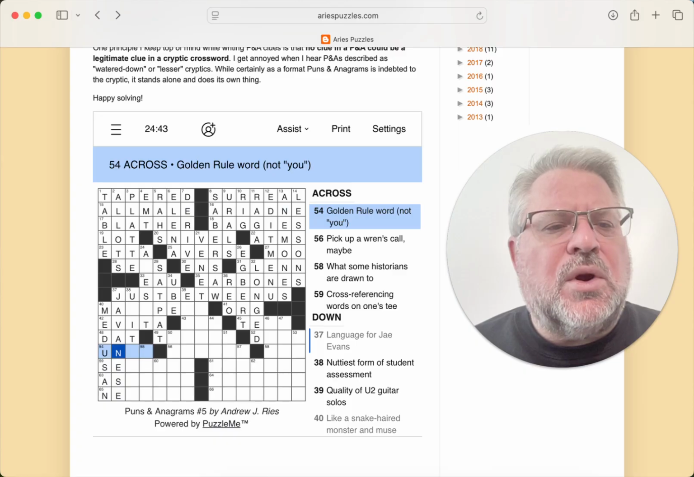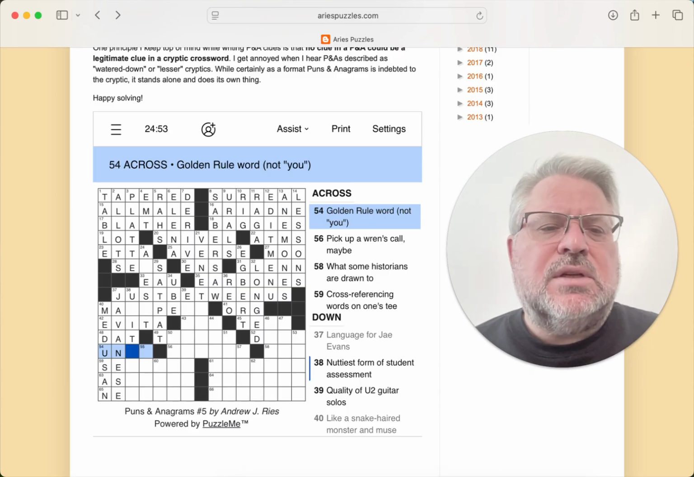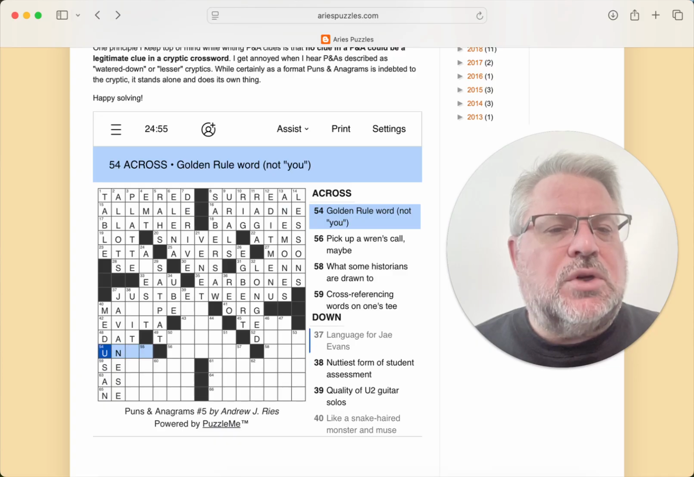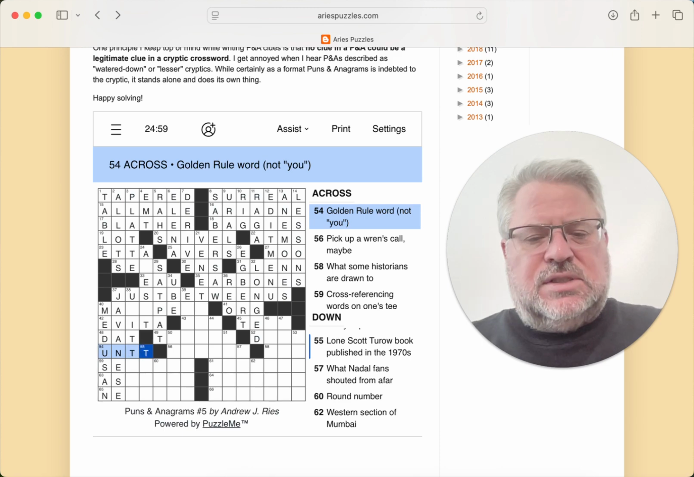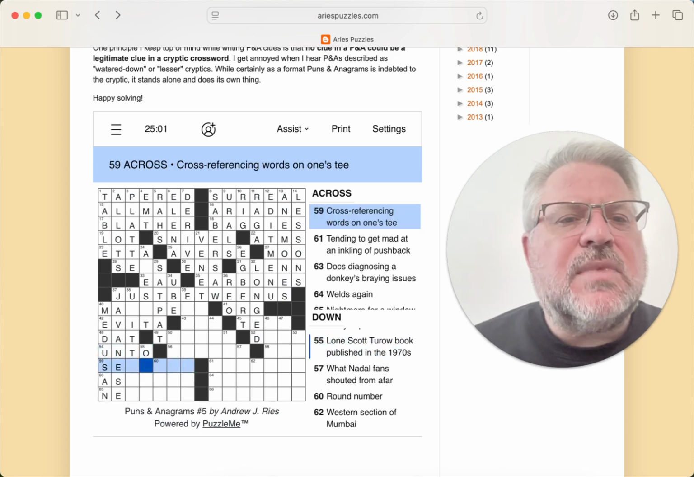Golden rule word, not you. So the golden rule is do unto others as you would have others do to you. What is the not you? So the letter U and then the letters N-O-T gives us unto if we rearrange them.